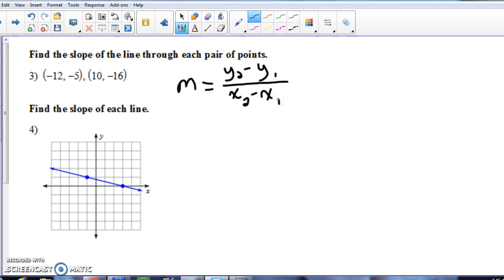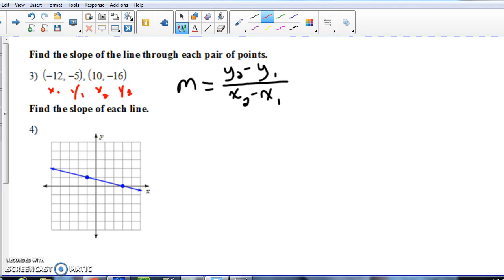Now, when you have ordered pairs, please remember that we identify those as x's and y's. The first ordered pair, we refer to this first number as x1, y1. The second ordered pair, we refer to as x2, y2.